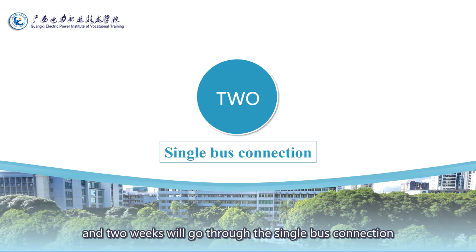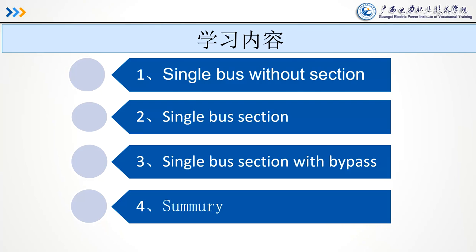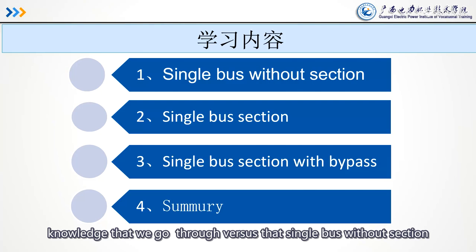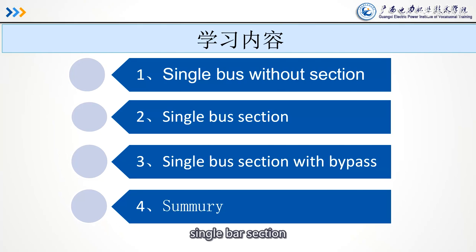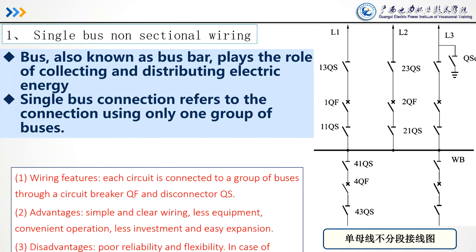And two is we'll go through the single bus connection. This is the main knowledge that we will go through. First is the single bus without section. Then is single bus section. And the third one is single bus section with bypass. And we'll have a little summary.